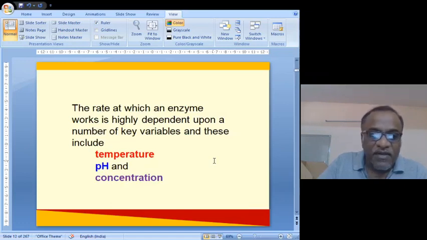Now, enzyme activity is altered or affected by various key variables. Here the key variables are temperature, pH and concentration. Temperature, pH and concentration of the enzyme or molecules vary the rate at which the enzyme functions.